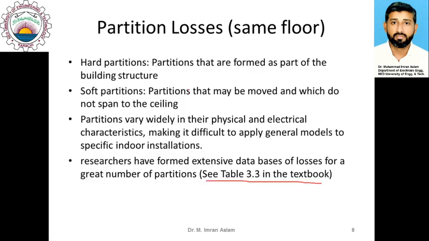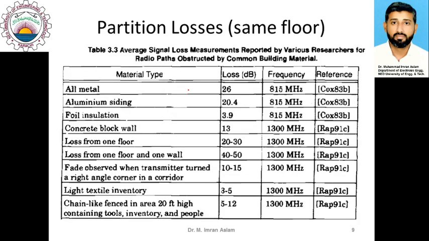Okay, so the first thing that we discussed in indoor propagation was the partition loss. Whenever you have a partition or obstruction between transmitter and receiver, we encounter a loss, which can be calculated by measurements as well as some standard results which have already been reported in the literature.